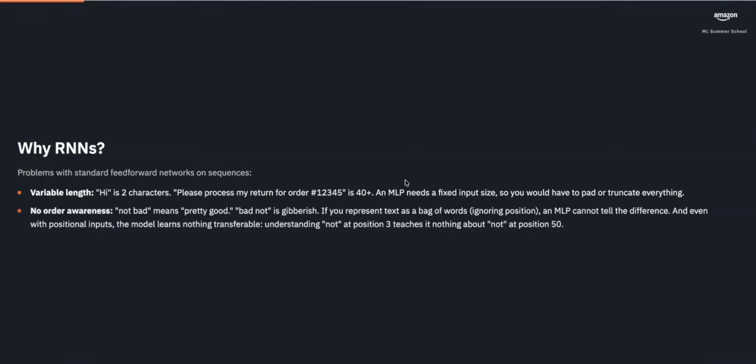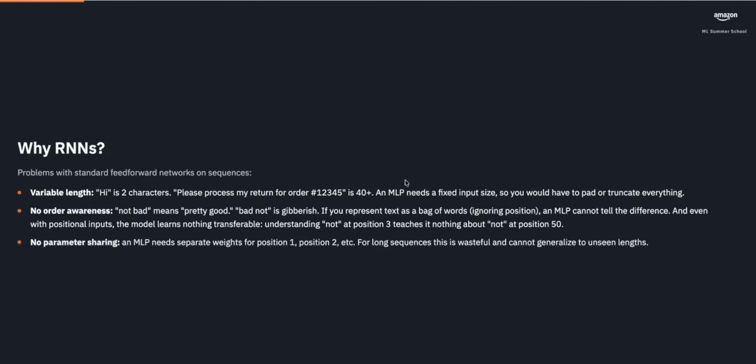Second, there is no sense of order. Not bad actually means something positive, but bad not doesn't even make sense. If you use bag of words, an MLP sees the same words in both cases and it cannot tell the difference. And even with positional inputs, what it learns about not at position 3 does not help when not appears at position 50, which in an ideal case you'd want a network to learn. So it cannot generalize on all the input sequences that it is seeing.